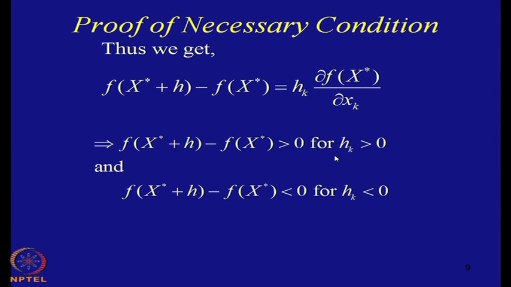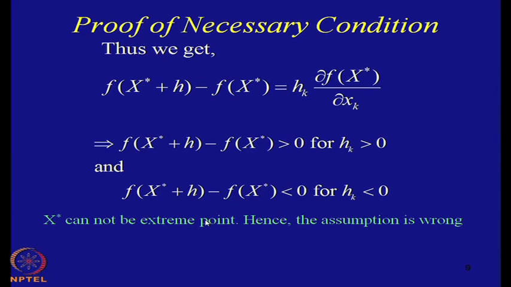If this is so, then what will happen? Ultimately we are proving that x star cannot be the optimum point, but this is not acceptable to us. That is why we will conclude that whatever we have assumed, that the kth first order partial derivative is not equal to 0, that is not acceptable.